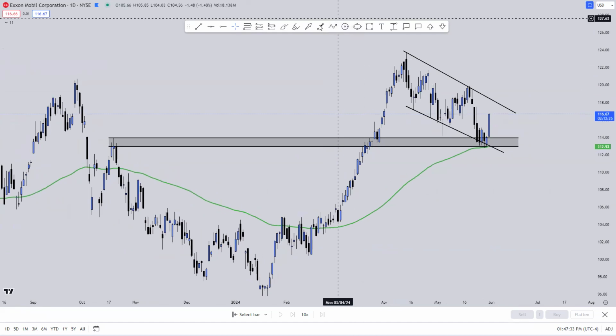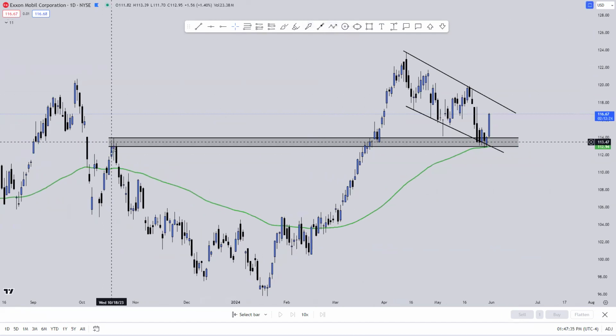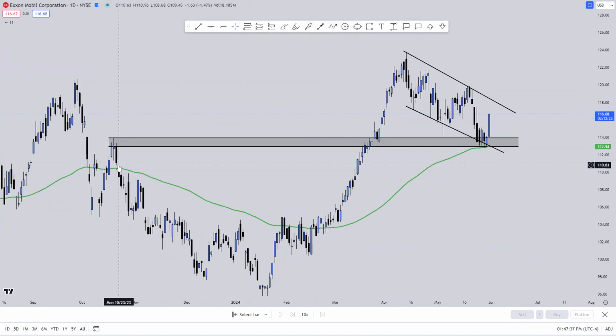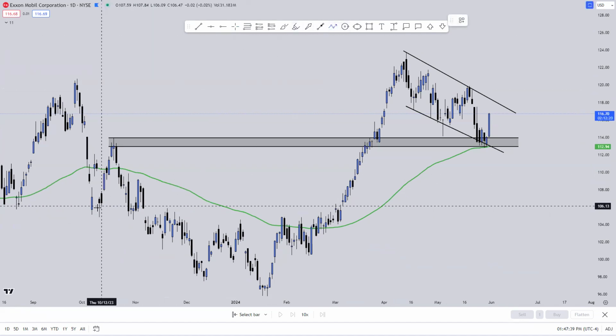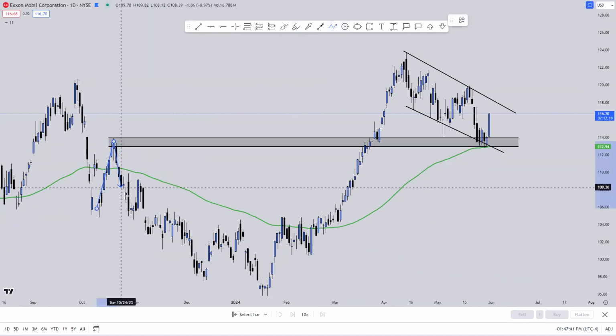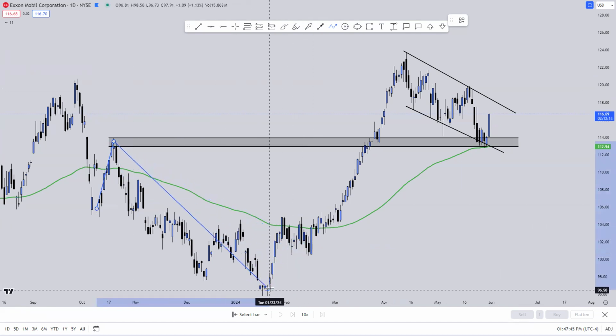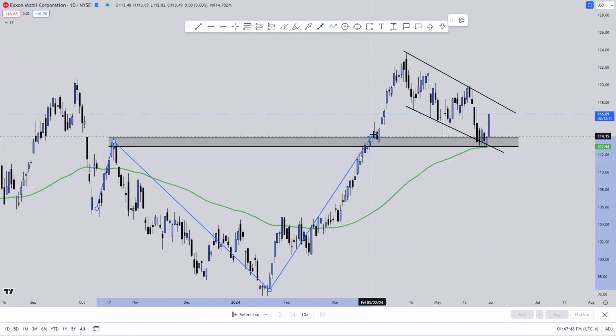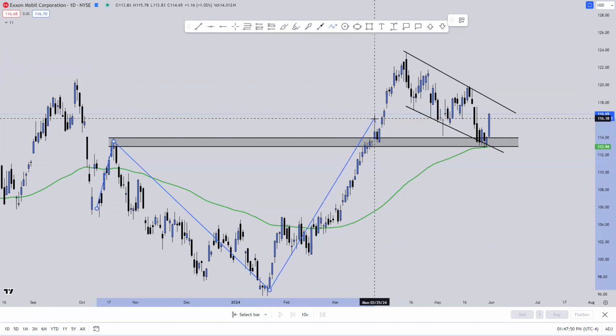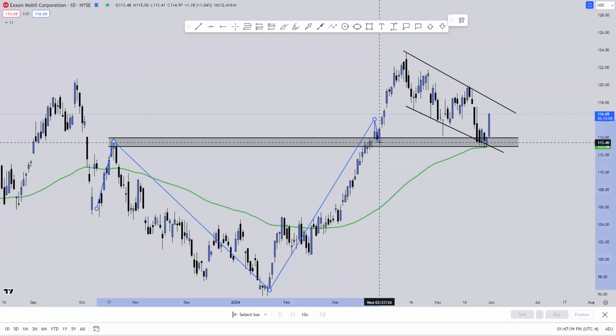This was a similar idea, right? So you can see we had a level here that acted as resistance, or you could say supply. So if you look right here, this would have been resistance, or supply. And then once we came back up into the level, we broke above it. And once we retested it, it became demand or support. All right, so that's resistance become support.